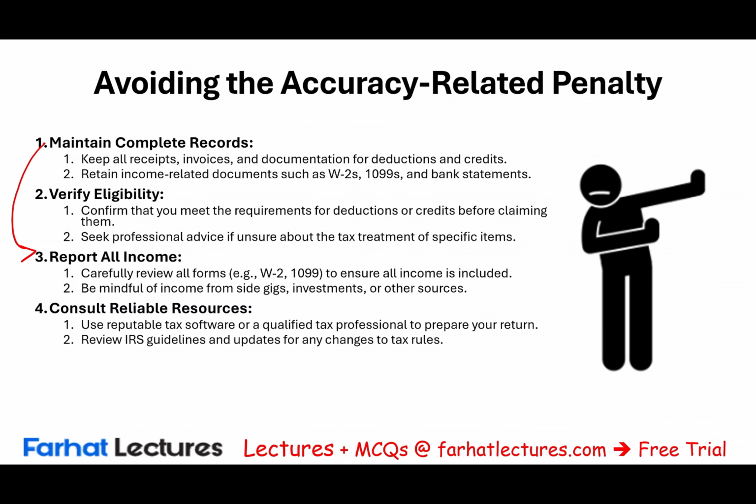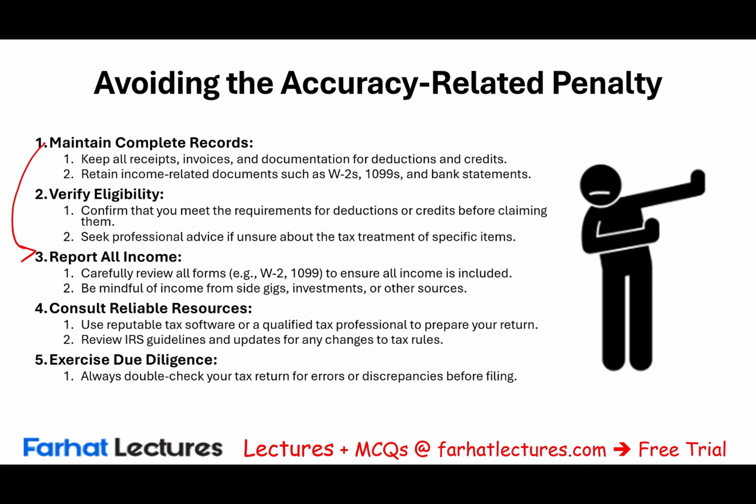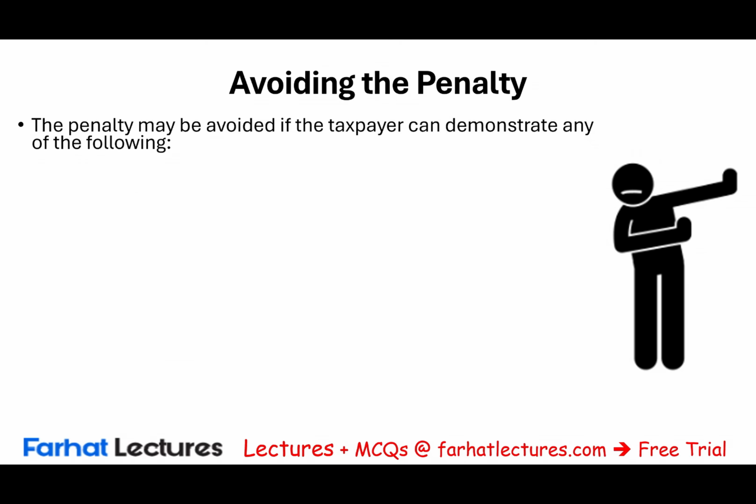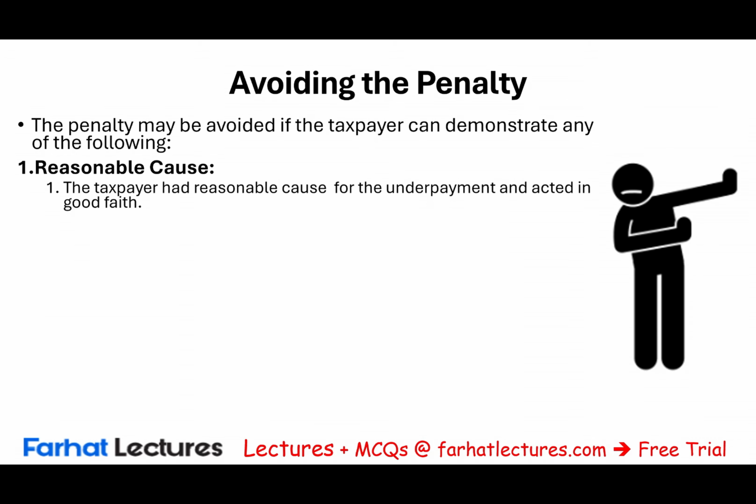Consult reliable sources. You can review the IRS guidelines and updates. Give the IRS a call. Exercise due diligence. Always double check your tax return for errors or discrepancies before filing. So those are some of the techniques you can use to avoid the accuracy-related penalties. But when you talk to the IRS, if you want to avoid it legally, you have to show reasonable cause. So you have a reasonable cause for underpayment and acted in good faith.